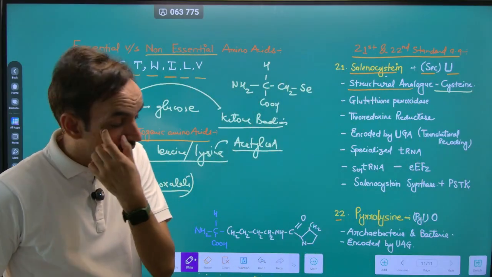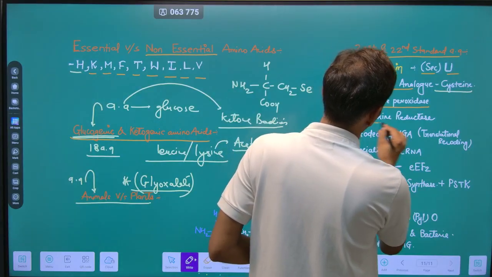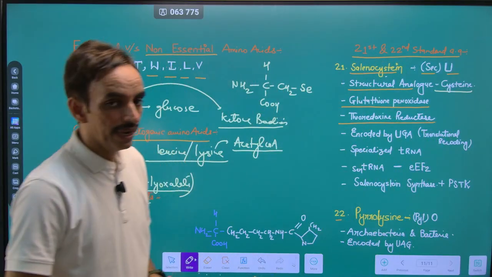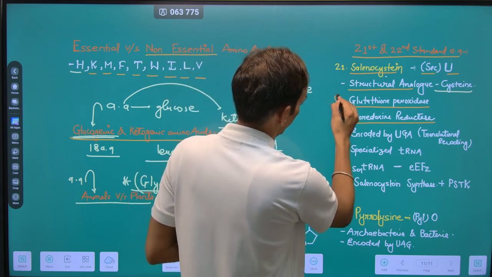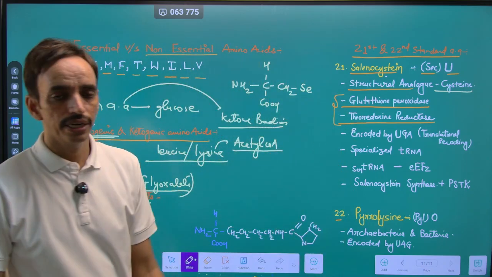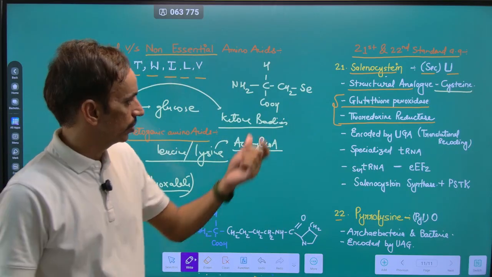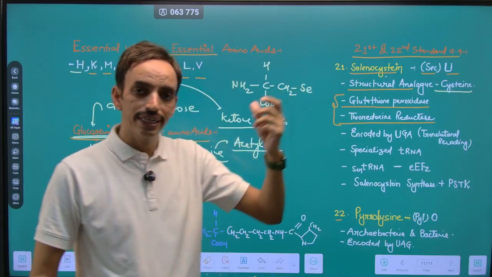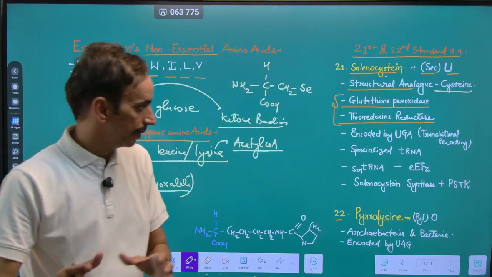It plays an important role, we can say, in the enzymes glutathione peroxidase as well as thioredoxin reductase. Both of these enzymes have very much importance in the biological system. So it is helpful or essential for the functioning of these two enzymes. क्या काम है आगे अपन बात करेंगे.